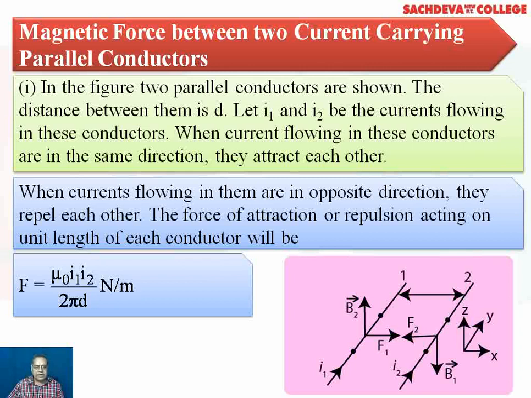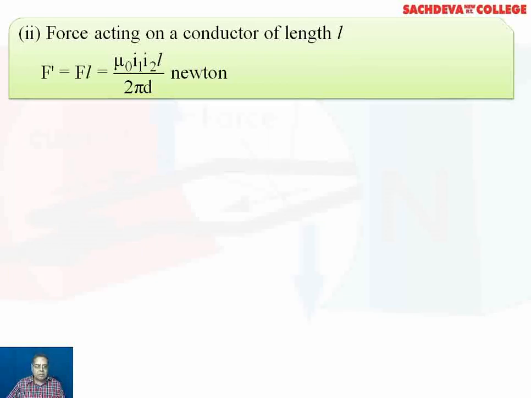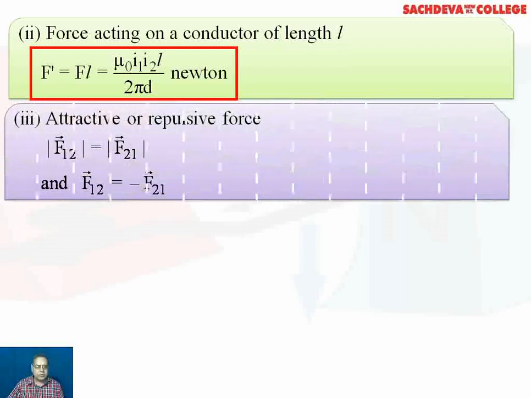The force of attraction or repulsion acting on unit length of each conductor is given by the function F equal to mu naught over 2 pi, I1 I2 divided by D, newtons per meter. D is the distance between the two parallel wires. Force acting on a conductor of length L, that is F dash, is equal to F times L, which is mu naught I1 I2 into L over 2 pi D newtons.